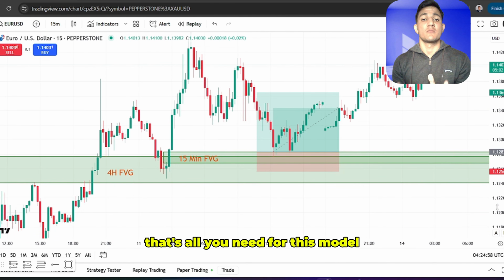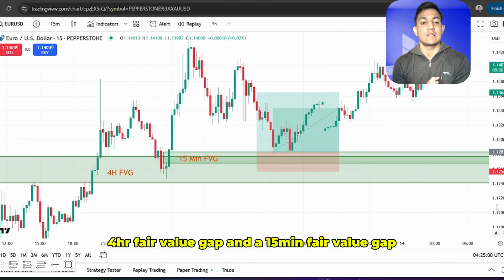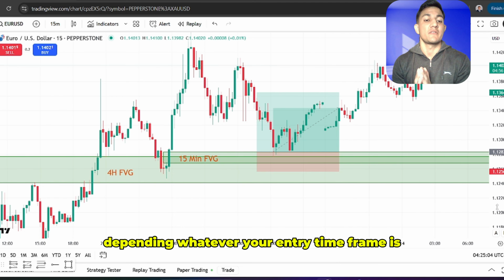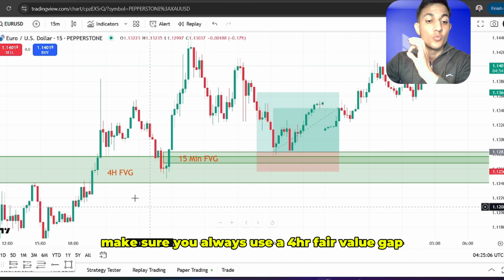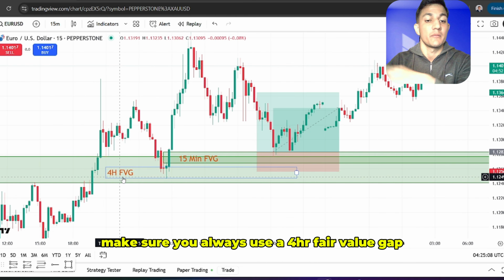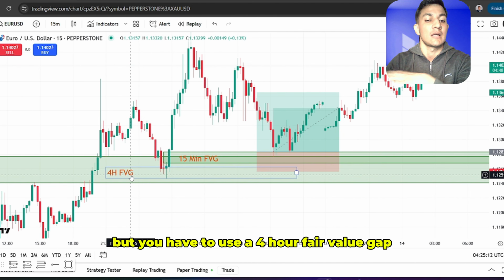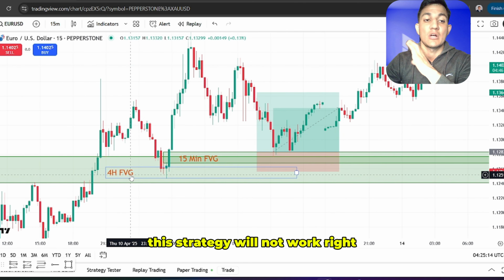That's all you need for this model to be a profitable trader. A 4-hour fair value gap and a 15-minute fair value gap, or even a 1-minute fair value gap, depending on whatever your entry time frame is. Make sure you always use a 4-hour fair value gap. The entry time frame doesn't matter, but you have to use a 4-hour fair value gap. If you don't use the 4-hour fair value gap, this strategy will not work, right?